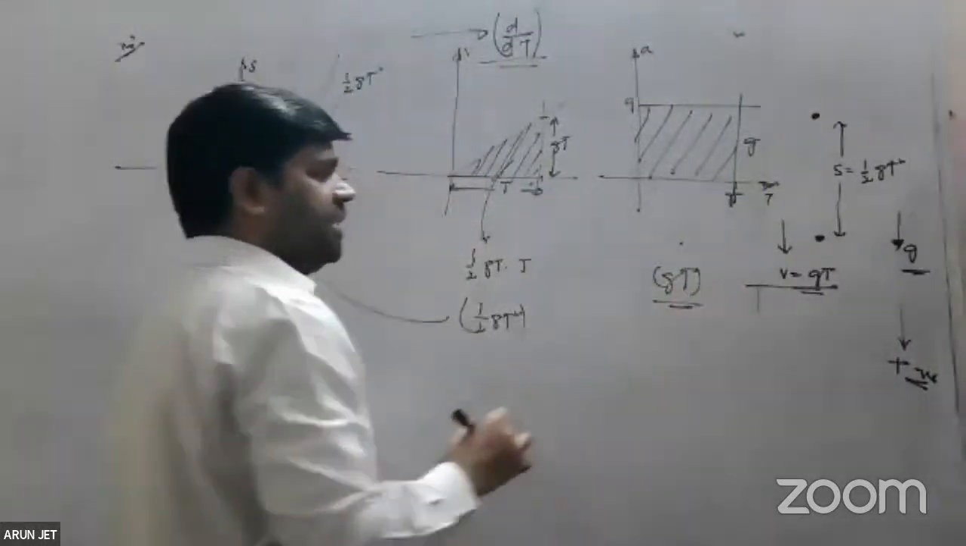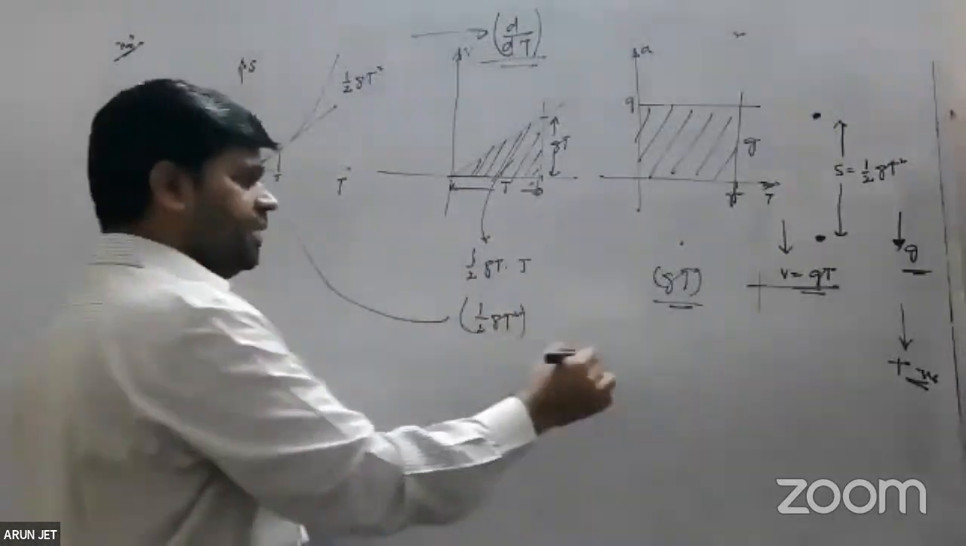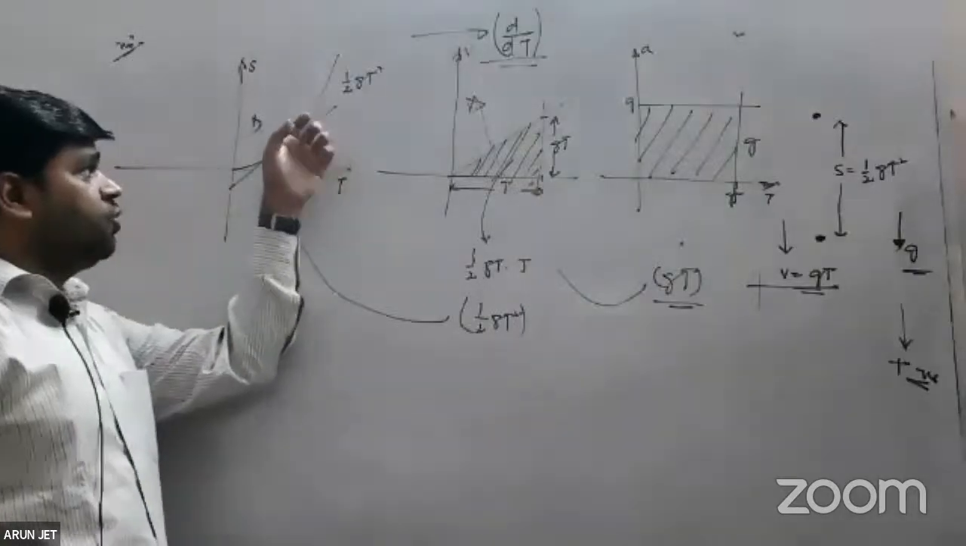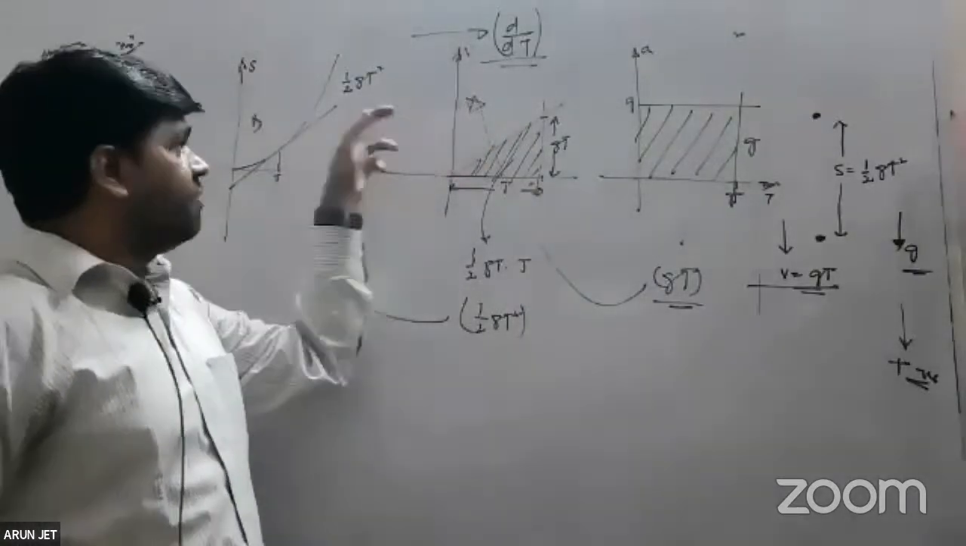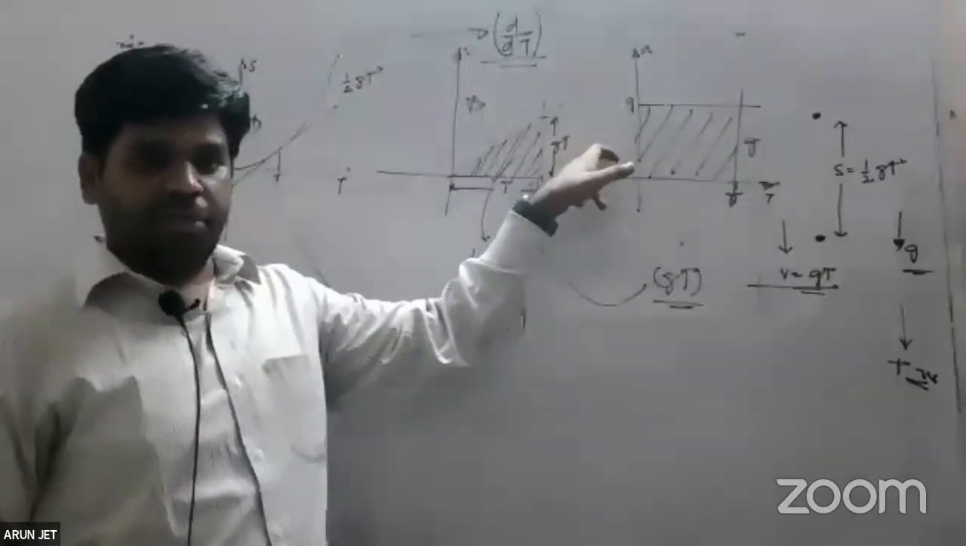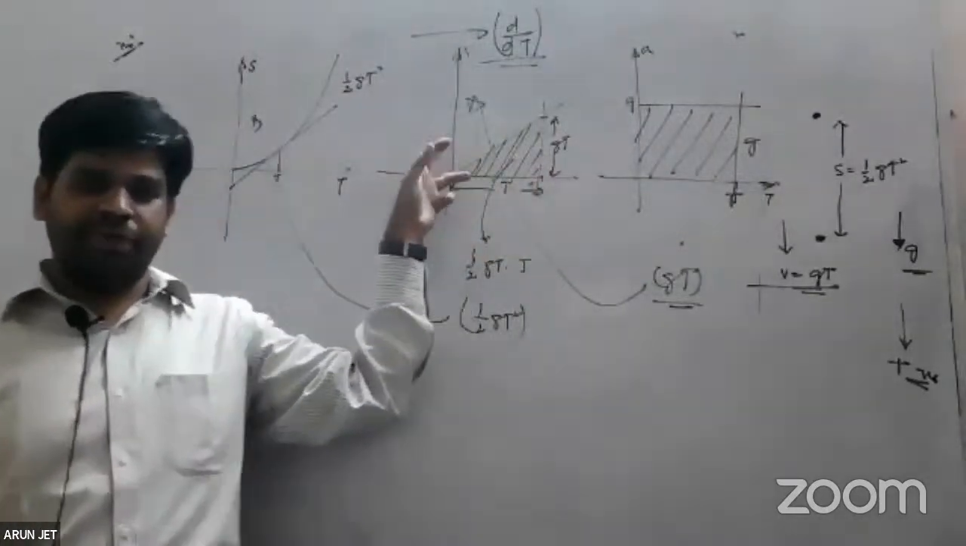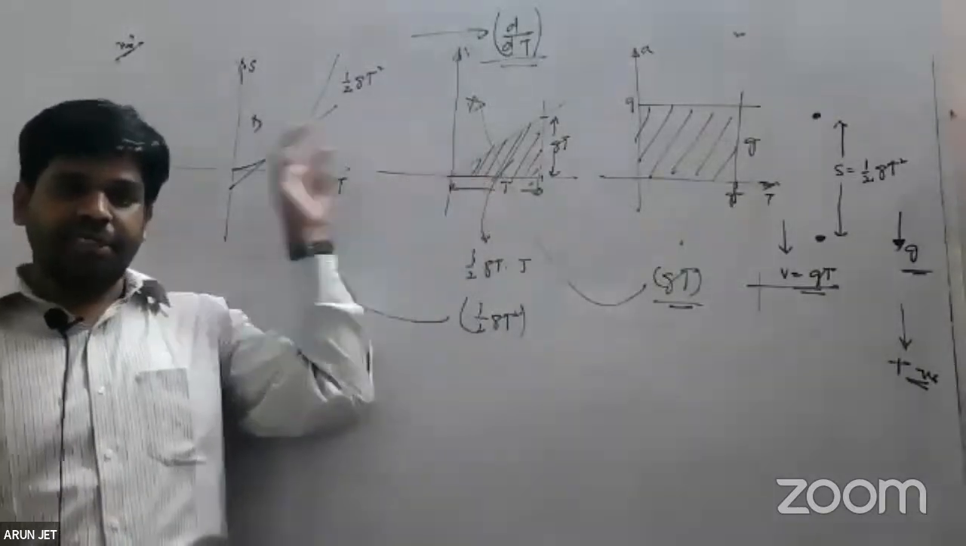Base into height, g t, area of the rectangle. What is g t? g t is nothing but velocity. So if I find out slopes of this graph, I'm going towards the right, from displacement to velocity to acceleration. But if I find out the area of acceleration, I'm getting velocity. If I'm finding out the area under the v-t graph, I'm getting displacement.